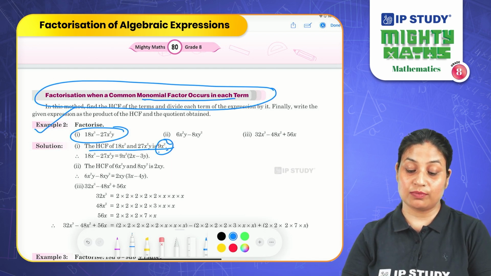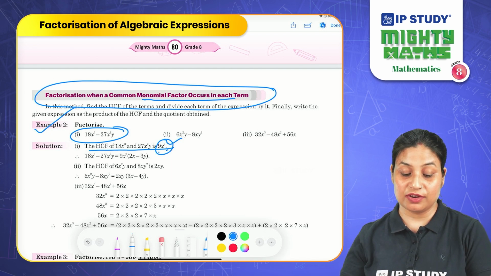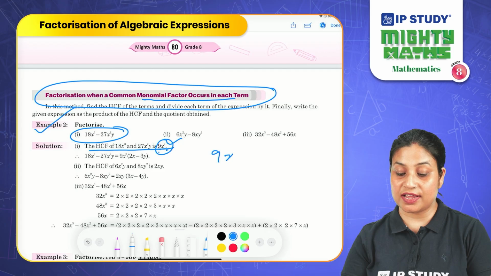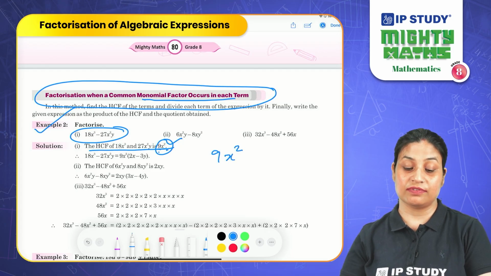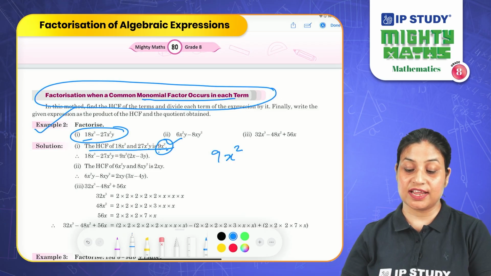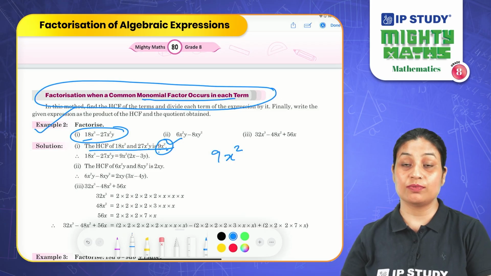Once you have found the HCF of these two monomials, you have to take it out and then write the remaining part. So this is your HCF for the given algebraic expression. Now what you will do, divide 18x²y by 9x².